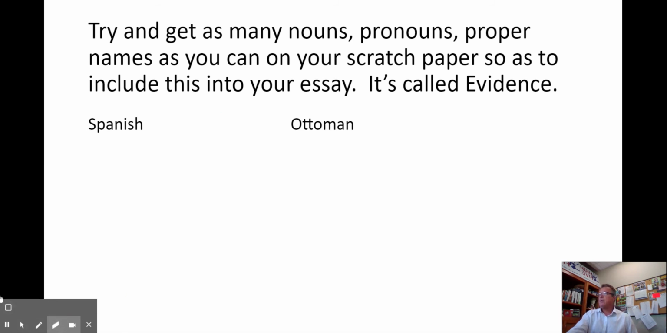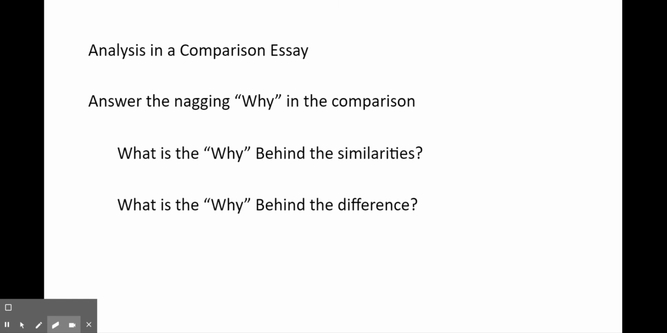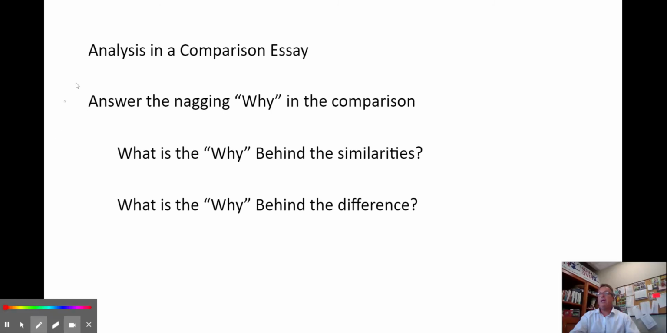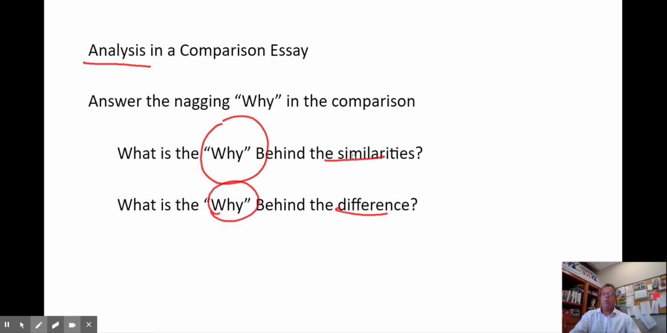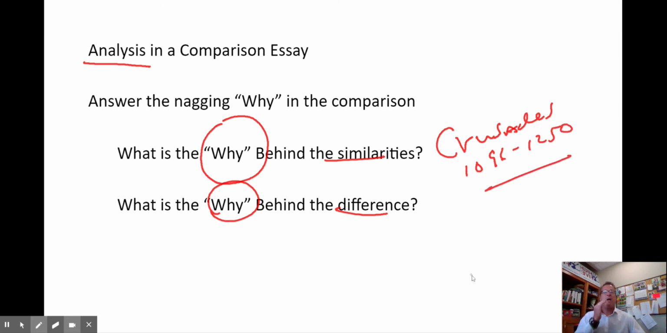Okay. And so once you do that, now you're able to start to understand how to maybe get your thesis in there. But first things first, let's get into this idea of the big, this is what makes your essay sizzle, and that is analysis. Why are the things going on? The big why behind the similarities, the big why behind the differences. Why did these guys use a religion to galvanize their people? Probably because of the Crusades that had taken place, from 1096 up to 1250. There was that business going on, and there was an us versus them mentality already.